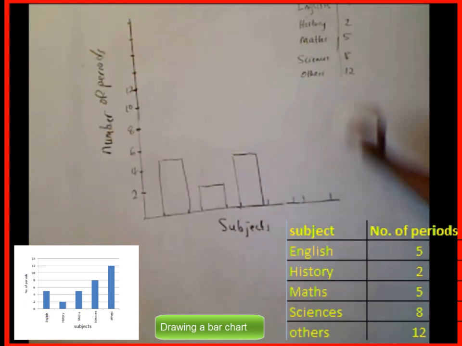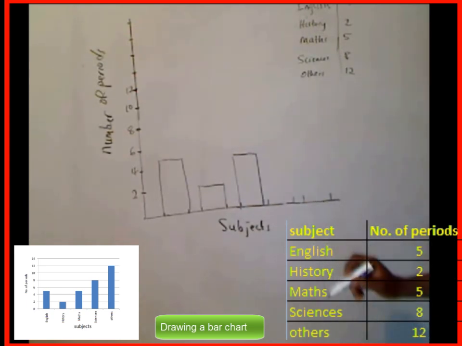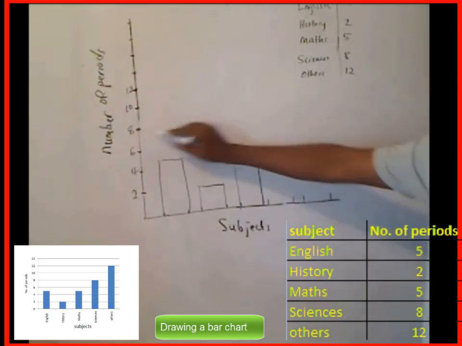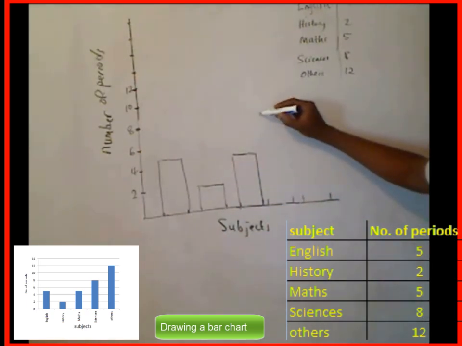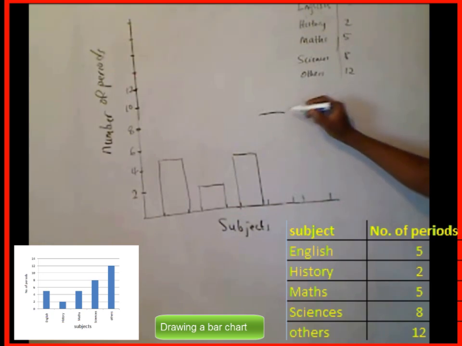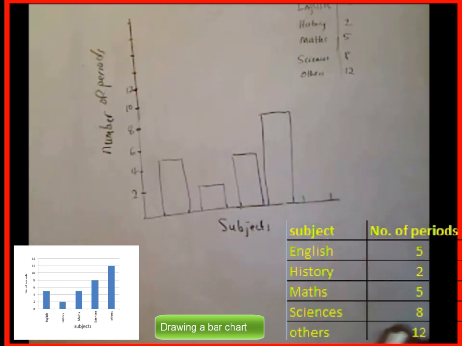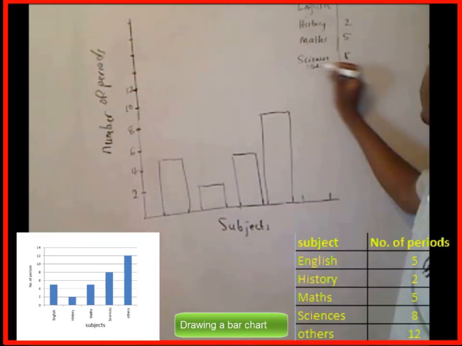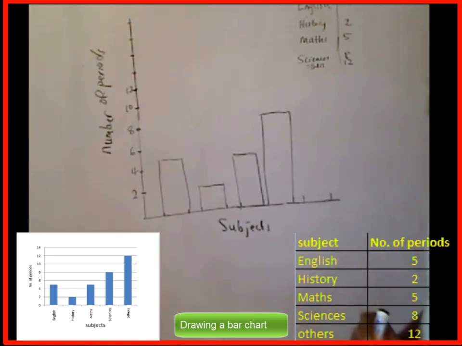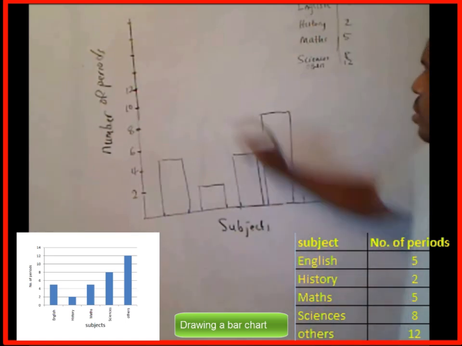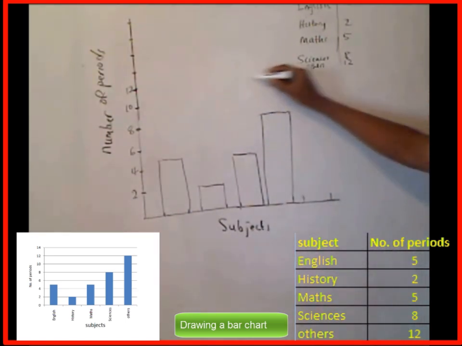Go to the next subject, sciences. The sciences have 8 periods. So this will be somewhere here. Go down. This 8. Other subjects have 12 periods. So I can trace that. It will be somewhere there.